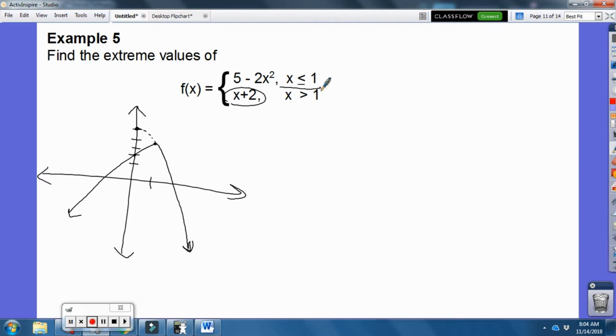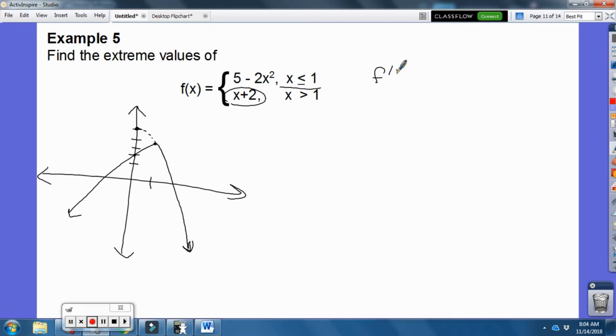When it says to find the extreme values, I have a pretty good idea that the extreme value is going to be right here, just because of the nature of both these graphs. This is a downward facing parabola, and x plus 2 is going to have no critical values. Let's find f prime of the top half here.